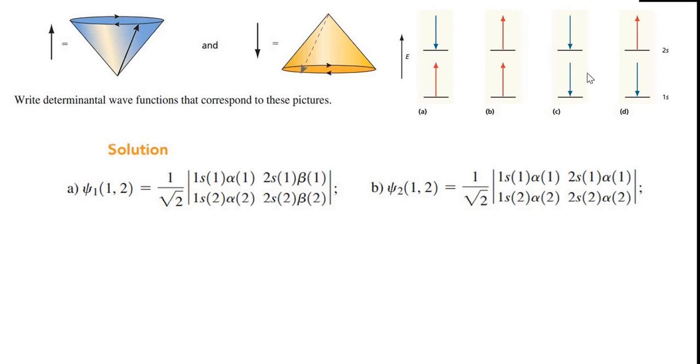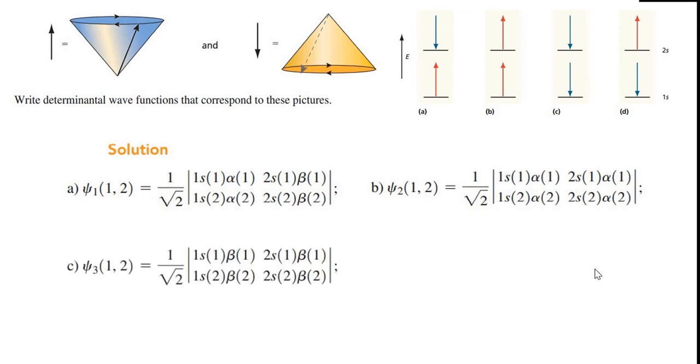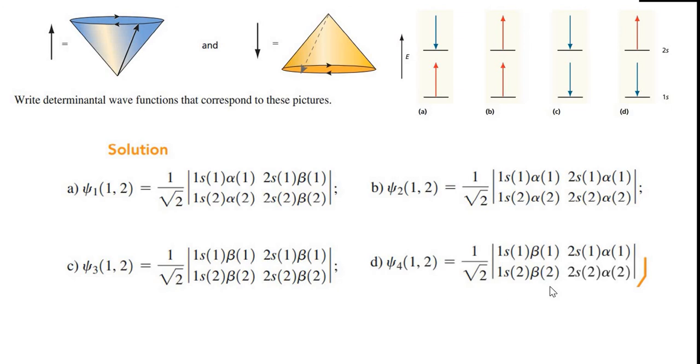So any other one, please give me the answer for C. 1s1 beta 1, 2s1 beta 1. Right. First row, second row: 1s2 beta 2, 2s2 beta 2. Good. So you check. So similarly you get the fourth one also. Okay. Now if you expand, you can check it later on. If you expand and you verify whether these functions are antisymmetric with respect to exchange or not. Okay. So that is given as a task to you.